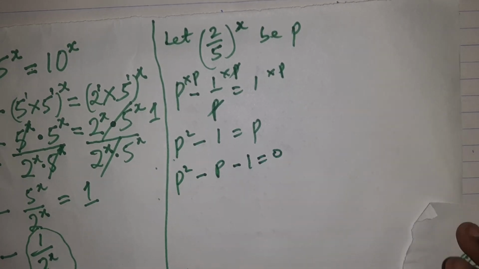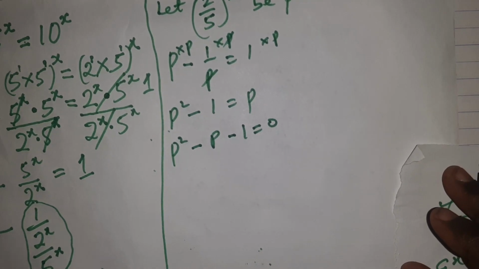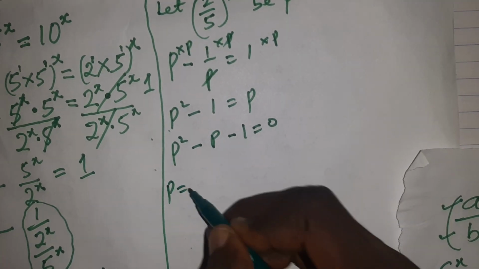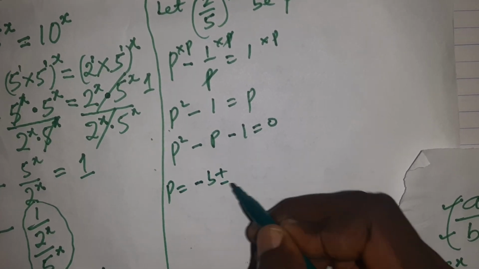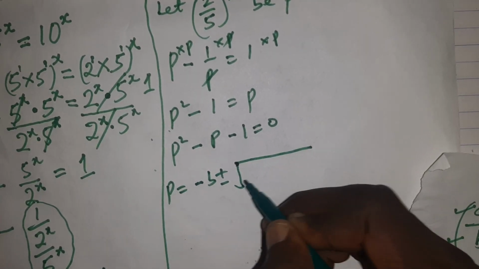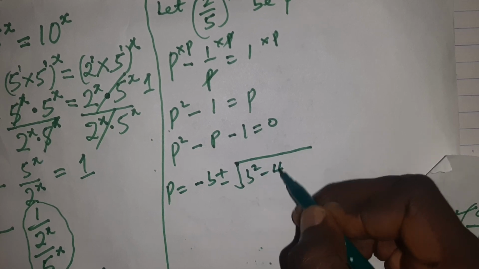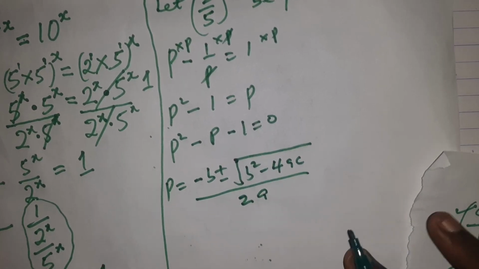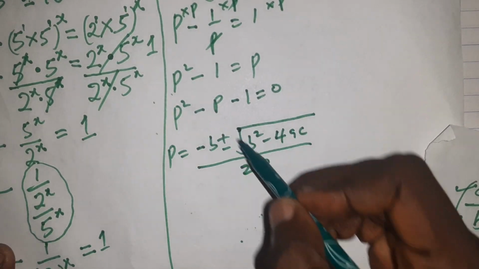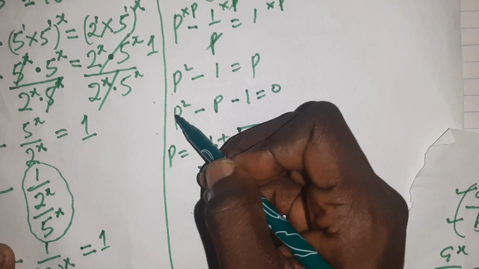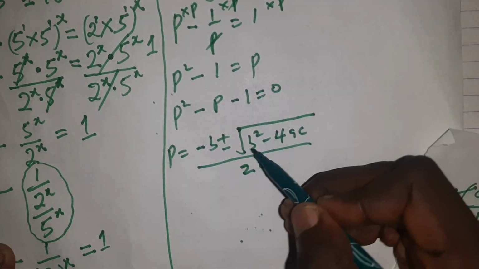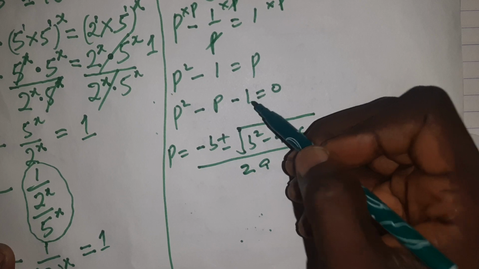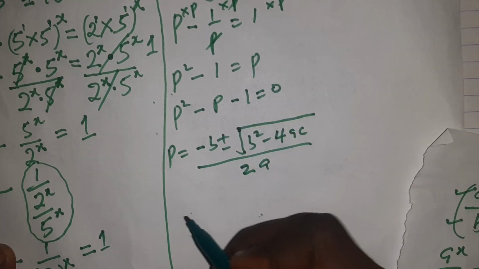This is a quadratic equation and we can solve using the quadratic formula. So using the quadratic formula, I have p equals minus b plus or minus root b squared minus 4ac, everything over 2a. So of course my a is 1, coefficient of p squared, and my b is also 1, coefficient of p, and my c is minus 1, the constant. So I'll just fill them in.